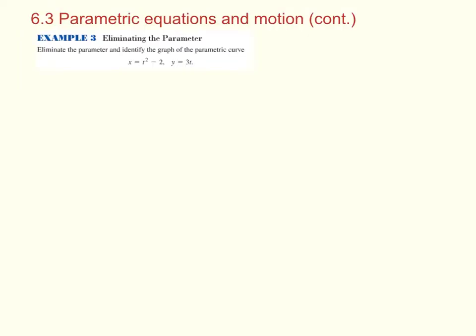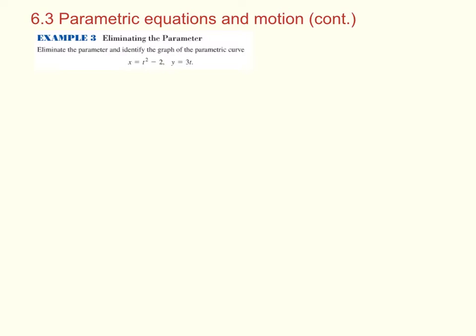Okay, we're going to try this again. The app has been crashing left and right, so we're going to see if we can get through this example for you guys. So in this example, again, we're going to eliminate the parameter to get it into a normal y equals function. In this case, it is much easier to isolate the t in the y equation instead of the x equation like we did in the last example.